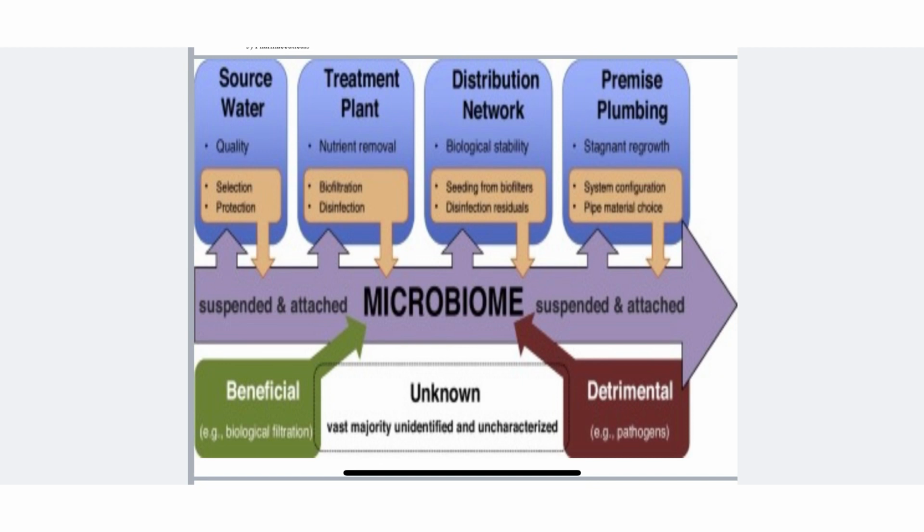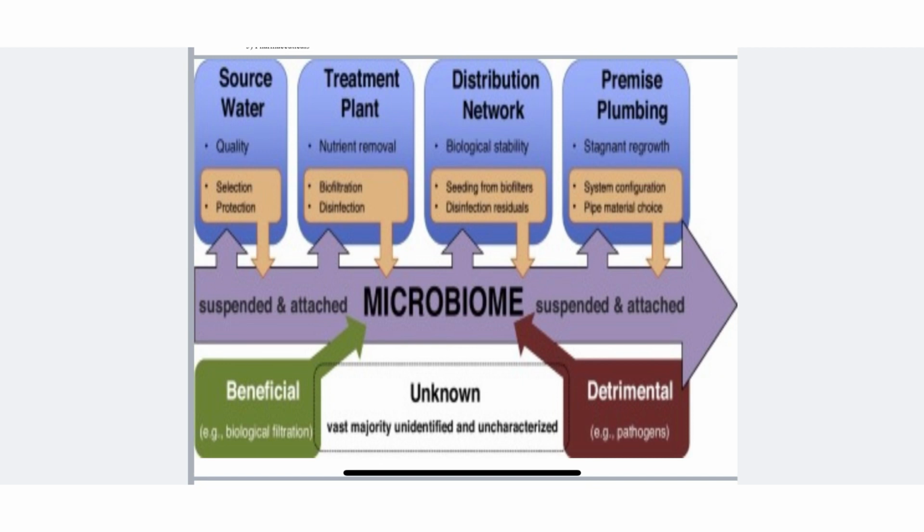Now, a very important microbiome diagrammatic representation is what you see here. The microbiome includes all of these networks that are connected to water. The source of water involves quality selection and protection. The treatment plant includes nutrient removal, where biofiltration and disinfection play a role, and the distribution network, where seeding from biofilters and disinfection residuals play an important role and help in biological stability as well.